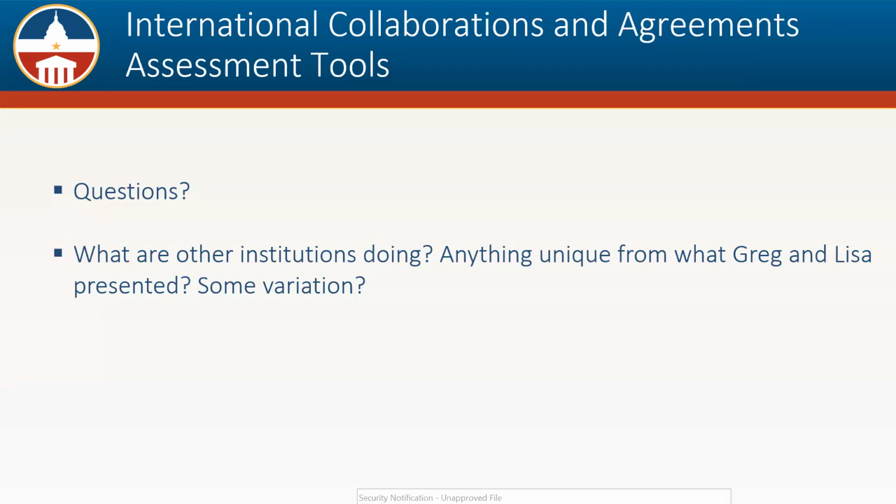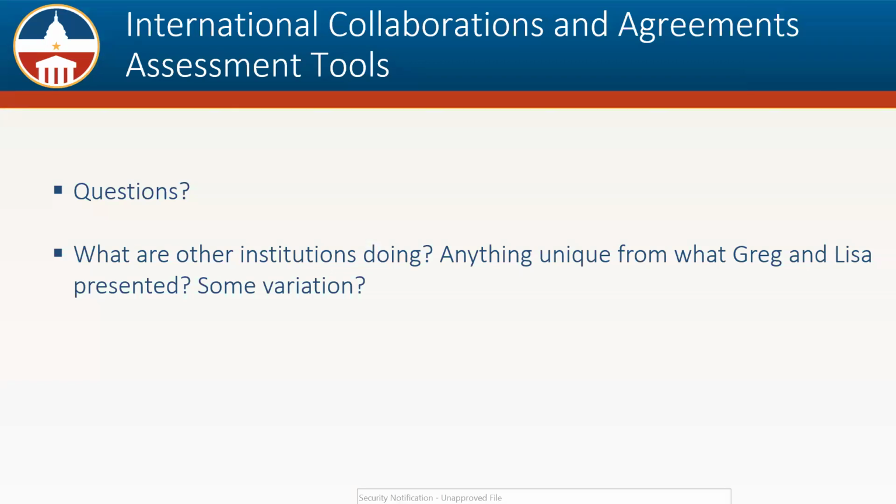Lisa, this one's for you. Does use the risk matrix for unfunded agreements that include NDAs, MTAs, or DUAs? We're currently using it for any sponsored project proposal and any unfunded agreement. So it's a newer process for us than it is for MIT, but that's where we are right now.